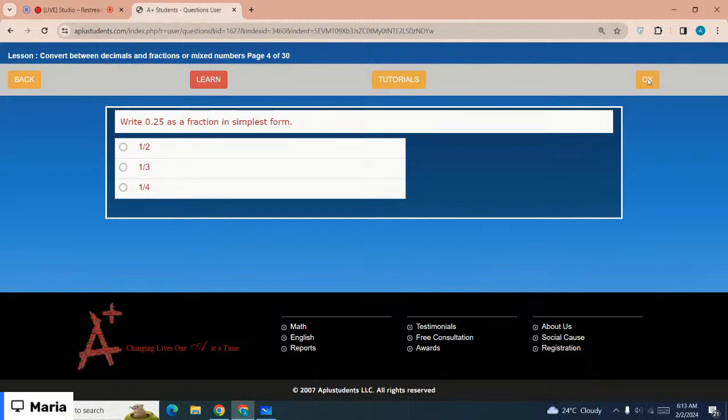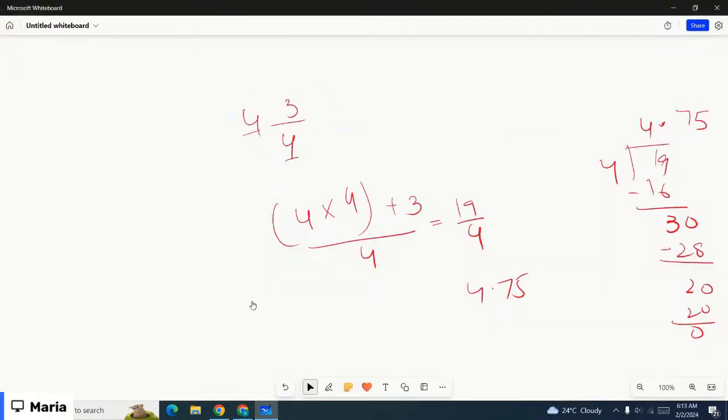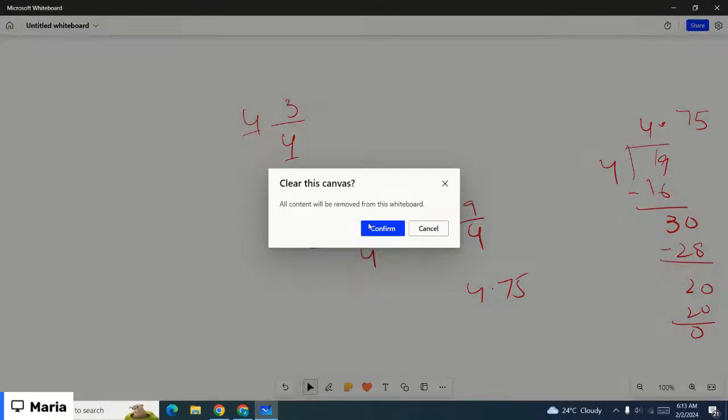Write 0.25 as a fraction in simplest form. That is 0.25, right? You have to write it in the simplest form.